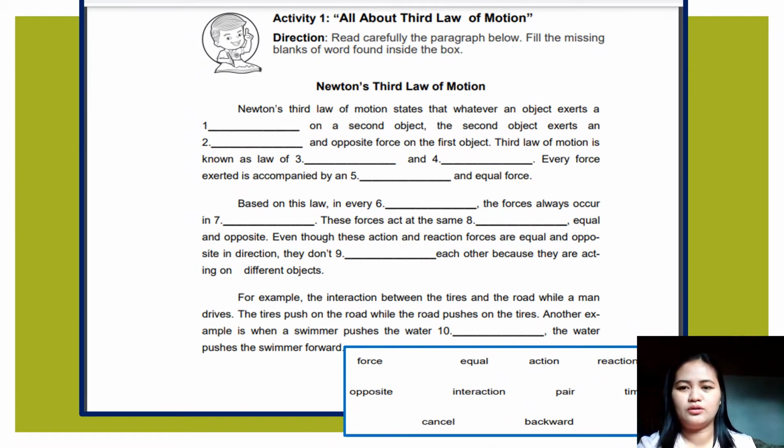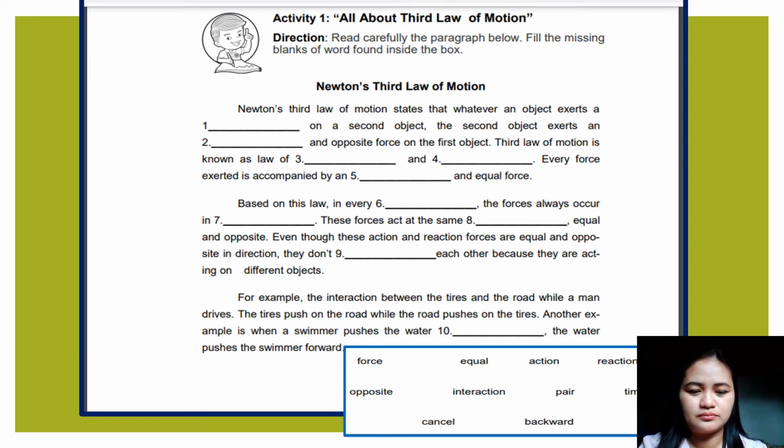Ayan. Ito na yung Activity 1. What is the title? All about third law of motion. Direction. Read carefully the paragraph below. Fill the missing blanks of word found inside the box. So your answers will come from this box. So you will understand what is stated in this paragraph and you choose from the box a word that will suit the concept best.